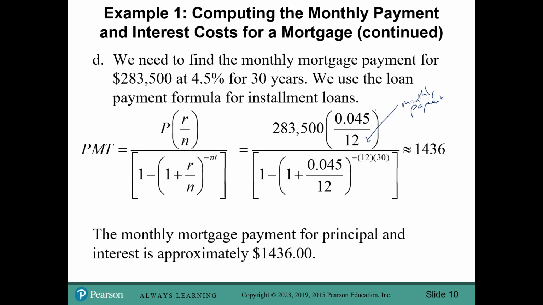And remember, the 4.5 here is just your rate. Divided by 1 minus 1 plus your rate over the number of times per year, so 0.045 divided by 12, raised to the number of times per year, 12, times 30, because this is a 30-year loan. So that's the number of years, and that's directly from the problem too. You can go back and look. That gives us a monthly payment here of $1,436.